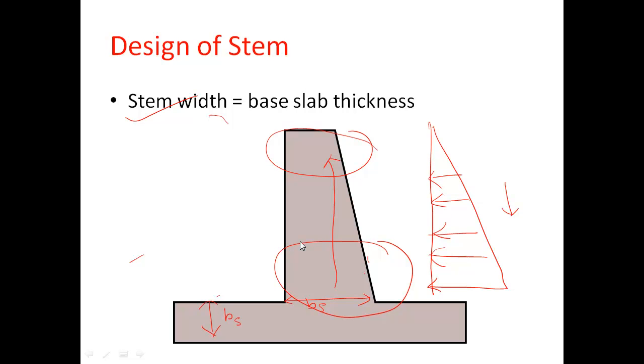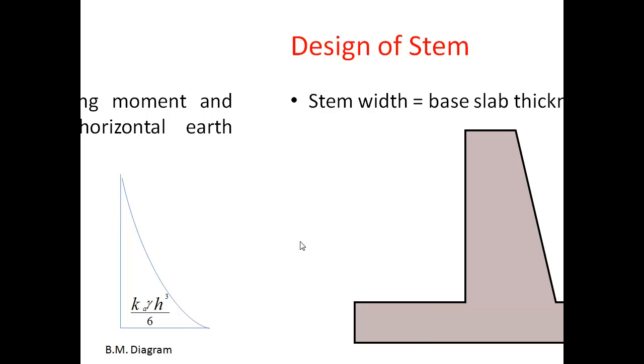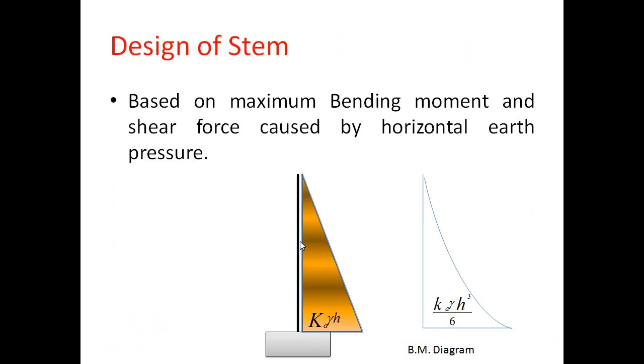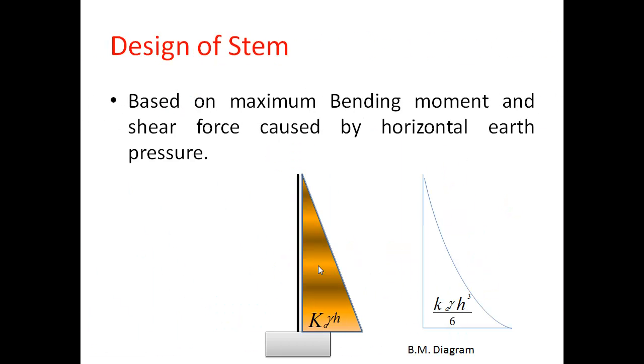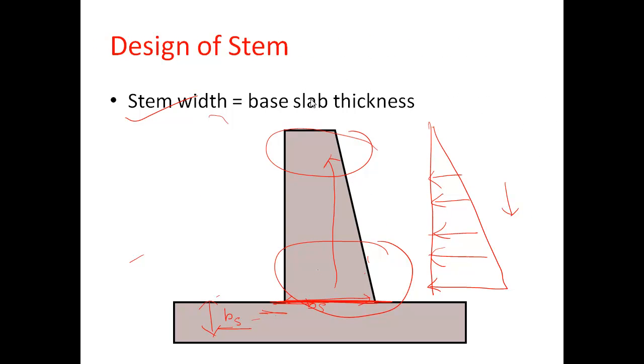Now when we design the stem, we will consider it as a fixed beam, and it is fixed at this connection point between the slab and stem, and we will design it as a slab. As we know, the retaining wall extends three-dimensionally in this fashion.